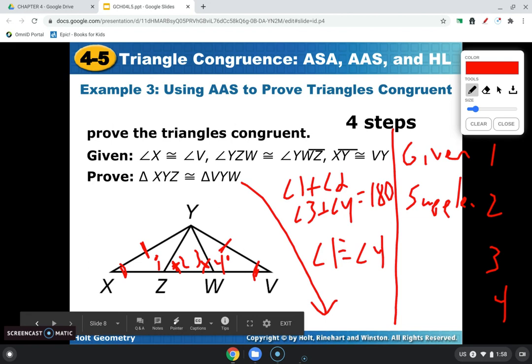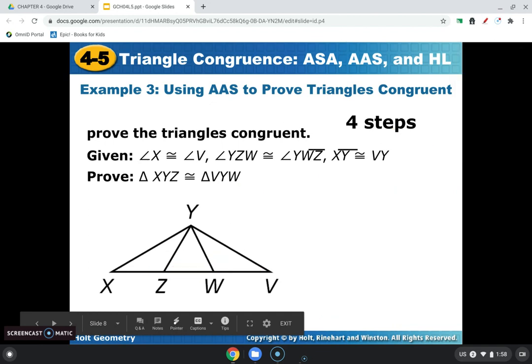And that is called congruent supplements. Okay, so we've got it. Now we know those two angles are the same. Angle, angle, side, to prove that our two triangles are congruent.